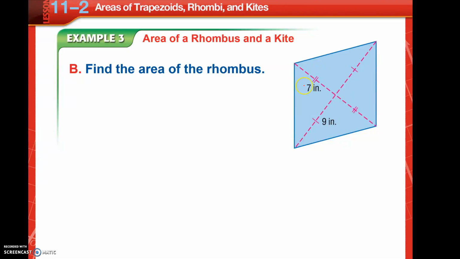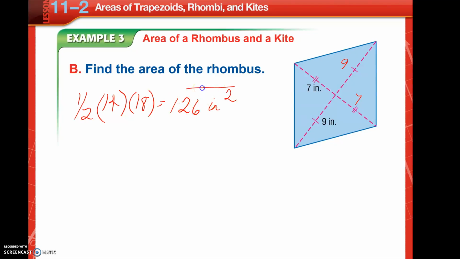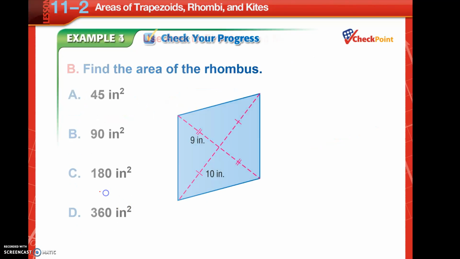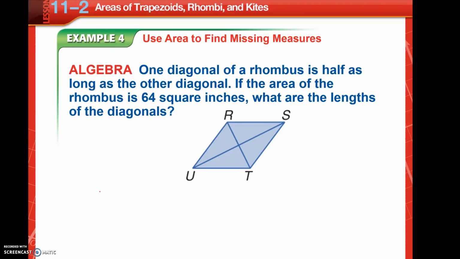Here, this rhombus, we're going to have to fill in some information. So I know that's 7, and this is 9. So I do 1/2 times this whole diagonal here, which is 14, times 18. So 126 inches squared. Okay, so I'll let you work those problems out there on your own. Let's look at plugging these in.